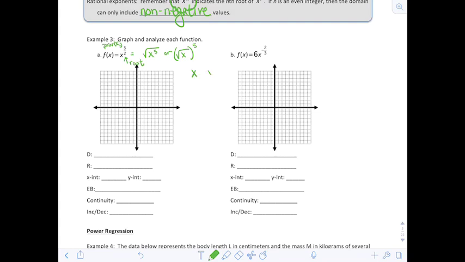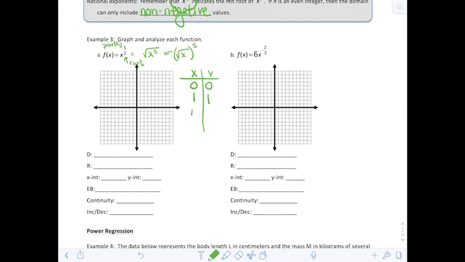So let's do a table of values. And I am going to start with 0. So if I plug in 0, I raise it to the 5th power, that's still 0, and the square root is 0. Then I'm going to plug in a 1. As I take the square root of 1, I get 1, and raise that to the 5th power, it's still 1.